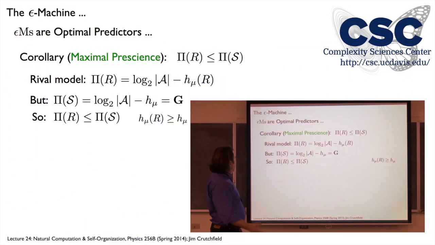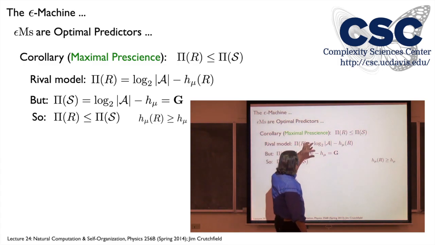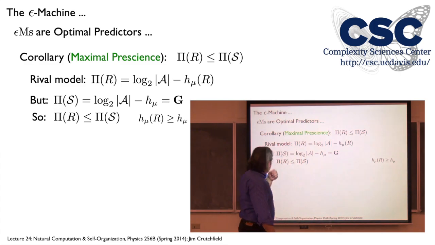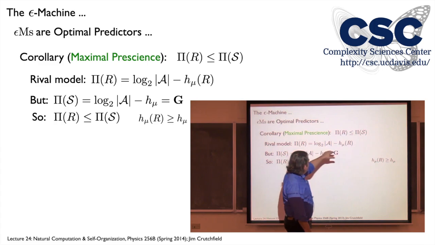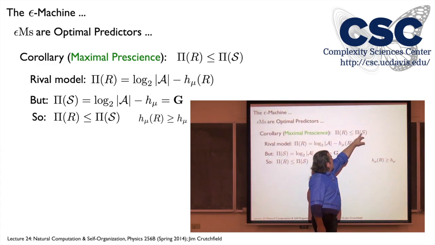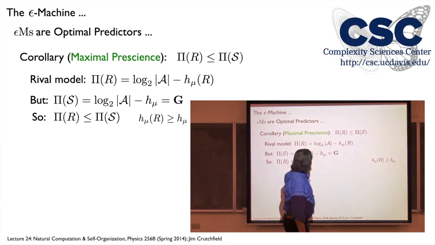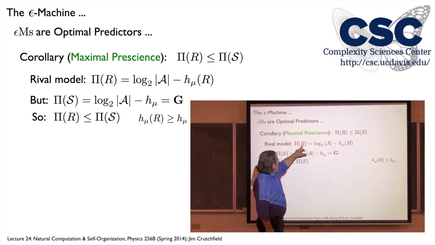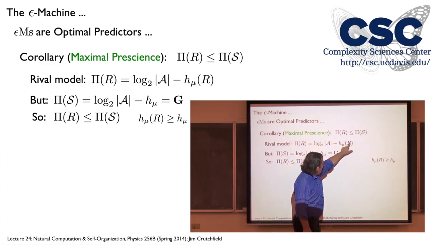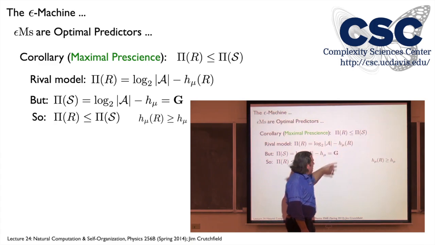It's also a rather direct corollary. Remember, we had this notion of prescience. If I choose a model, how descriptive or predictive is it? We measure that in terms of redundancy. So you can show that the Epsilon machines are maximally prescient. They capture the most of the future compared to any other rival. For the rival models, we had this measure of redundancy being the difference between the log of the alphabet size and the entropy rate that our rival model induced.